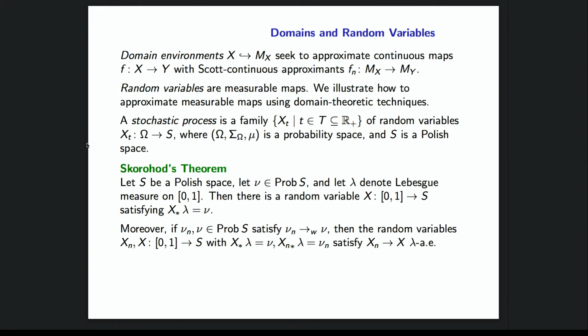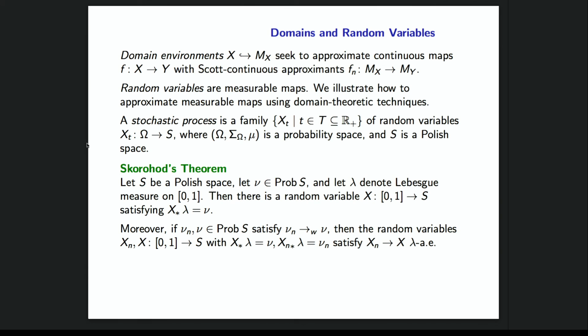Okay, so the last thing I want to talk about is some more recent work. Domain environments were ways to embed topological spaces into particularly nice domains as a set of maximal elements, and then seek to approximate Scott maps between X and Y with Scott continuous maps that approximate them between the model for X and the model for Y. And some work I've been doing recently has been looking at this in a way to approximate measurable maps, the maps that Prakash was talking about.